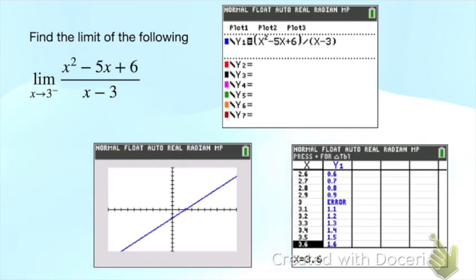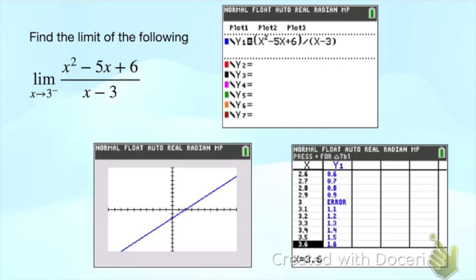Now, quite often you won't be able to tell for sure what the value is. So what you do is use a table, and you'll notice I set my table up around 3. I use my table start at 3, and I use my delta as 0.1 or less, so you can see what's happening. When you look at your table, as you're coming in from the left side, 2.6, 2.7, 2.8, 2.9, we are getting closer and closer to 1. At 3, there's an error, which means there is a hole there. And then as we get past 3, it goes to 1.1, 1.2.